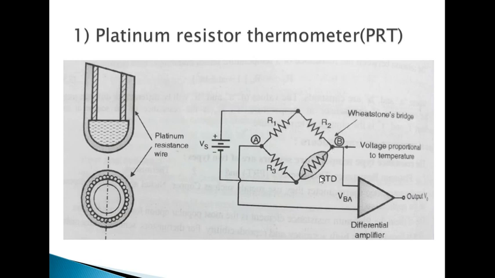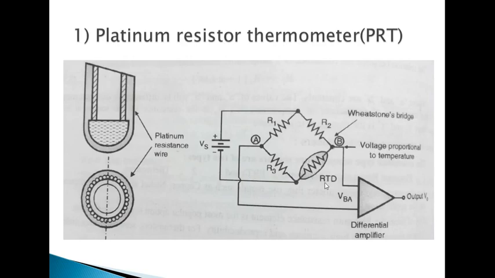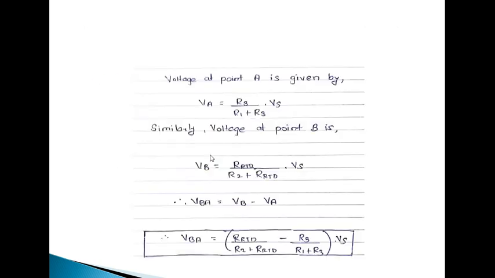So what will be the voltage across this RTD? Let us consider the resistance of the RTD as RRTD. So what will be the voltage at point B? It will be RRTD divided by R2 plus RRTD into the input supply. Let us see. The voltage at point B is RRTD divided by R2 plus RRTD into Vs.